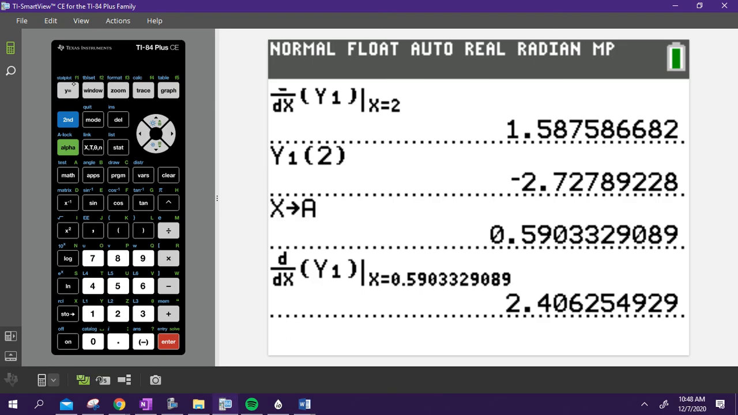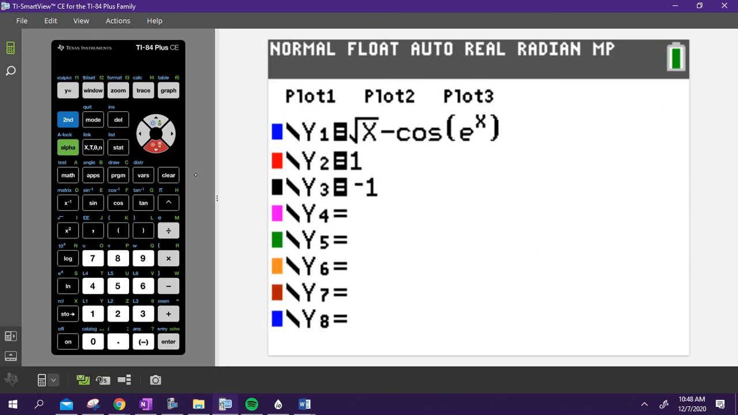So let's do that. Hit y equals. I typed in my equation: square root of x minus cosine e to the x. Make sure you're in radians. If you're not in radians, it's not going to work.